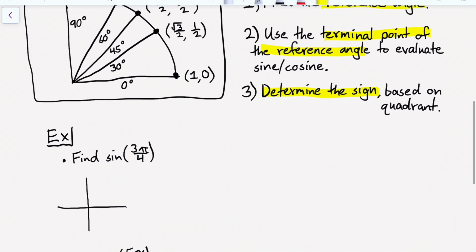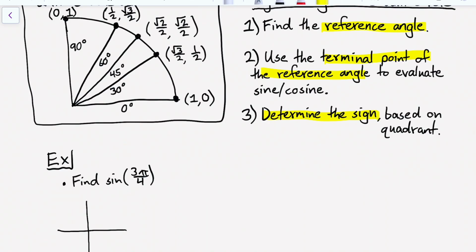If I want to find sine of 3 pi over 4, it would help to draw a sketch of where this is located. 3 pi over 4 is exactly right here in quadrant 2. This is pi over 4, this is pi over 2, this is 3 pi over 4. So 3 pi over 4 is located right here, and it has a reference angle of pi over 4. So step 1, find the reference angle, and in this case, that is pi over 4.